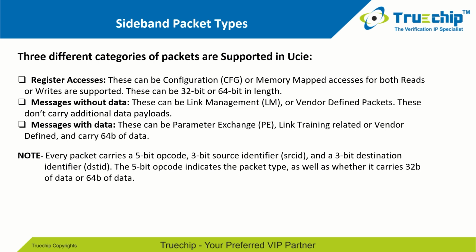Now let's have a look at the sideband packet types. There are different categories of packets supported in UCIe, like register accesses, messages without data, and messages with data. Every packet carries a 5-bit opcode, a 3-bit source identifier, and a 3-bit destination identifier. The 5-bit opcode indicates the packet type as well as whether it carries 32 bits of data or 64 bits of data.